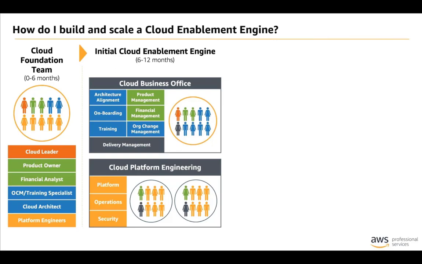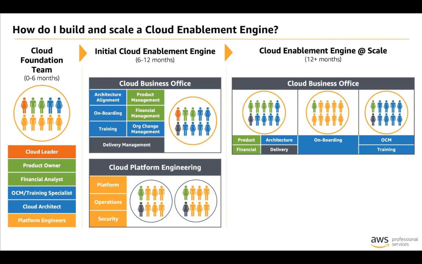For large organizations, supporting an even larger number of development teams, applications, and cloud enablement products, we'll subdivide and specialize again. We'll split the Cloud Business Office into 3 distinct product teams. A business and governance team focused on architecture, product management, delivery management, and financial management. A customer onboarding team focused on hands-on consulting and enablement of development teams, and a training and org change management team focused on large-scale training and enablement of the organization to successfully adapt to their life in the cloud.